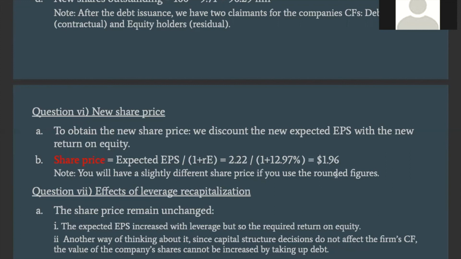And what this tells us is that when there are perfect capital markets, debt does not affect the total value of the company. So despite the fact that this company has taken on 20 million in new debt, the value of the shares remains the same. Nothing has changed in terms of the equity value of the company, because there are no interest tax shields here.